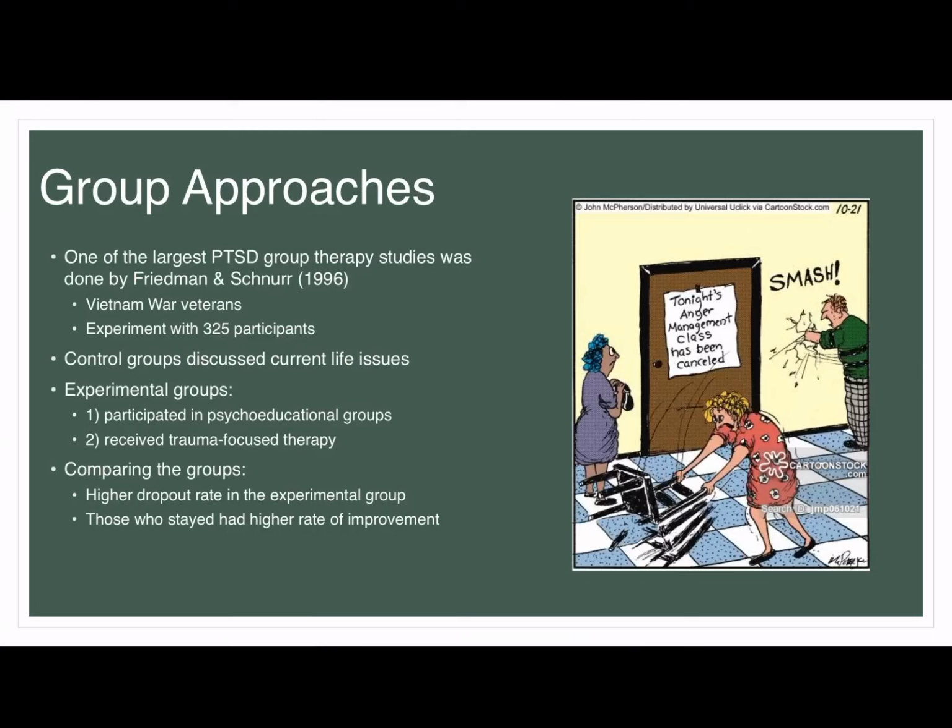And so what Friedman and Schnur tried to do was look at how effective is this focusing on the past rather than just focusing on living your life in the moment. So they did a study where they had war veterans, some diagnosed with PTSD, some of them not, and they divided them into two groups. Right? One control group just focused on their current life issues. Still a group situation, still getting support, and so the traditional therapy processes.